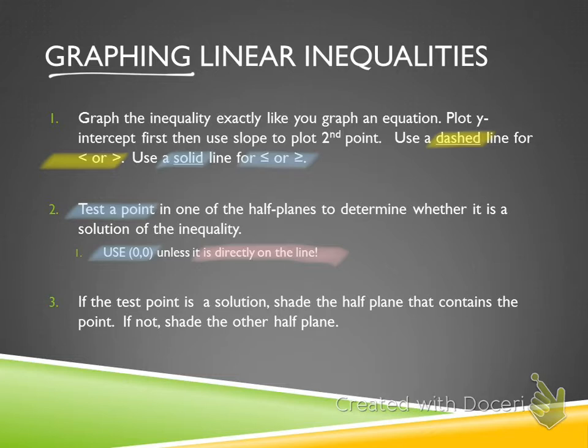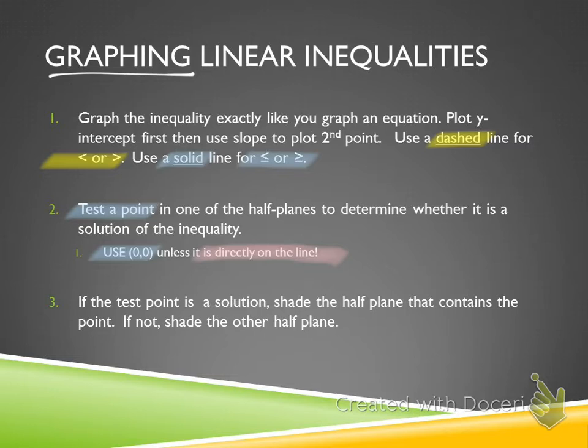But that rarely happens. So 0, 0 is really easy because isn't it pretty easy to multiply any number times 0? Because what's it going to be? 0. If you pick another number and you have to multiply it by a fraction, you might get the wrong answer. But you multiply a fraction by 0 and what do you get? 0. So it's just a little bit easier to test the point.